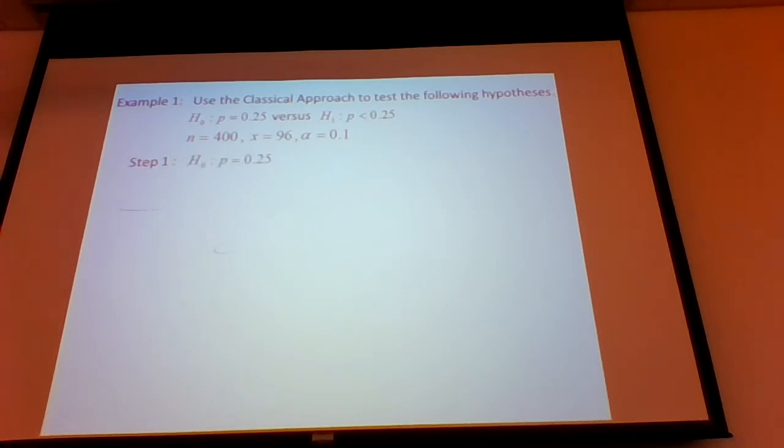So for your step 1, you write your null and alternative hypothesis. Good. And just note that this is called a left tail test. Very good. Next thing we do is we find our level of significance. And that's given to us, right? Does that make sense?